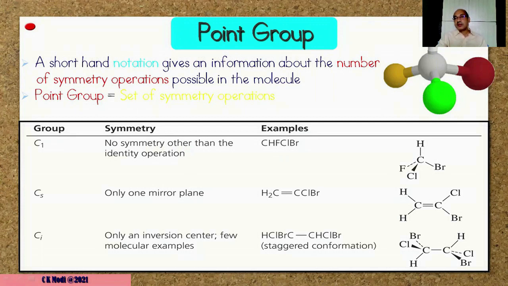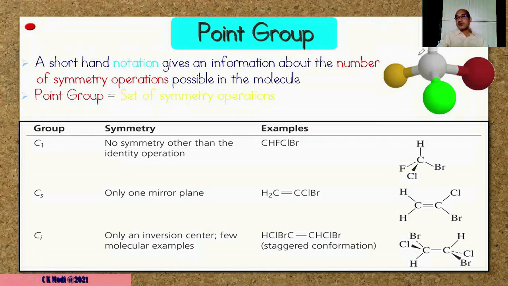Center of symmetry i is also absent. Because if I start my journey from this point to the center, on the other side of the center, there is no atom. Therefore, center of symmetry i is also absent. Mirror plane is also absent. If we put a mirror plane over here, we are not getting the mirror image. Therefore, mirror plane is also absent.